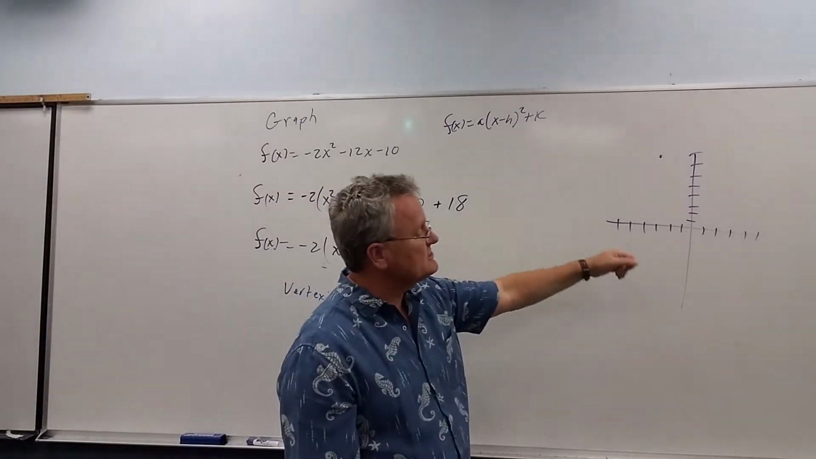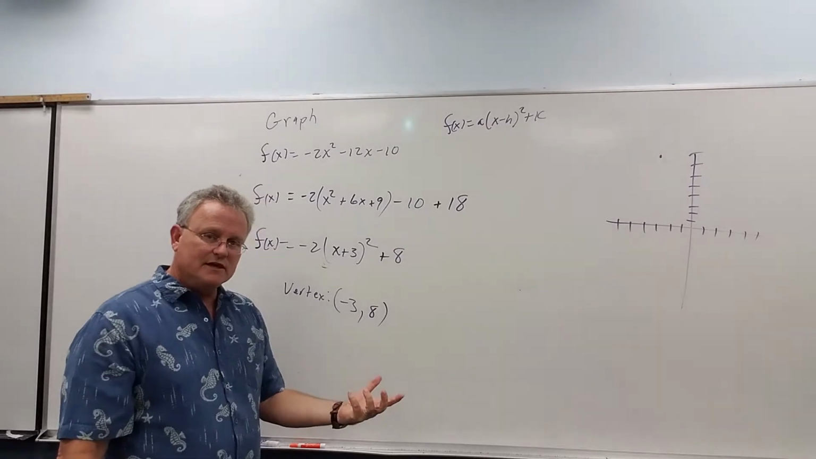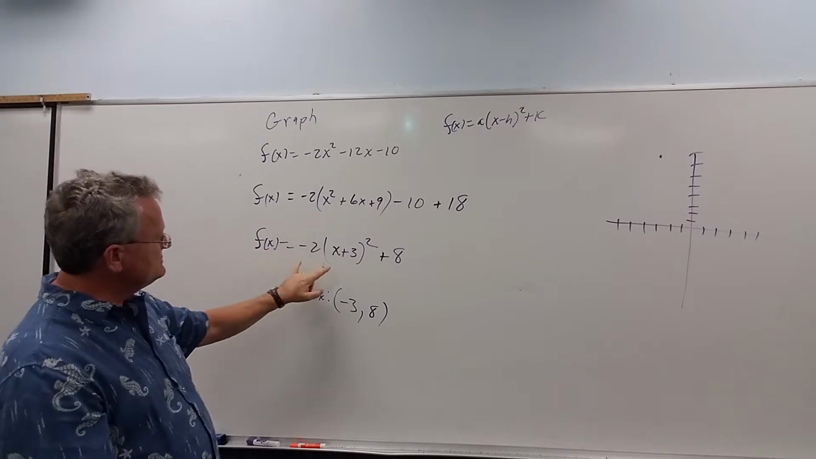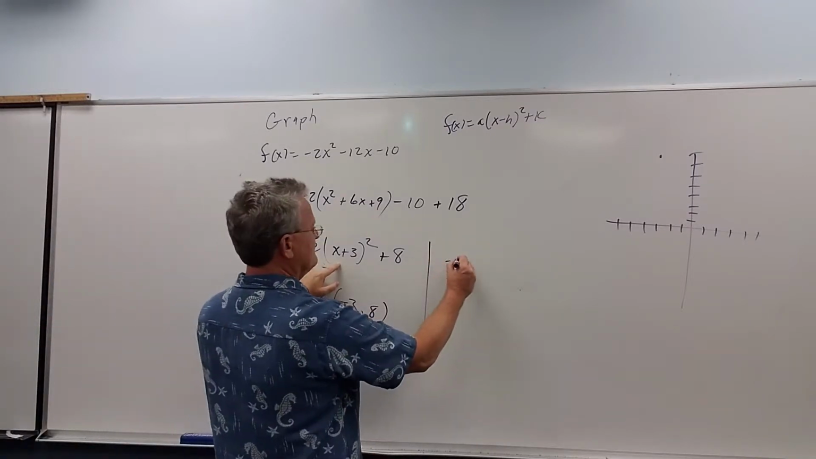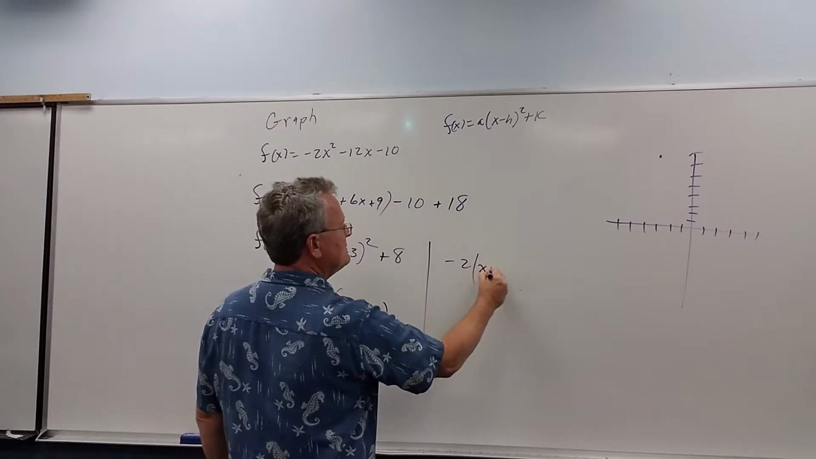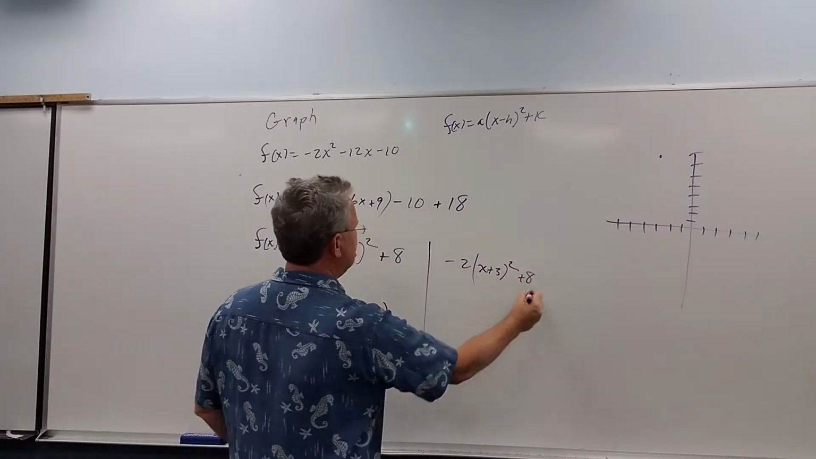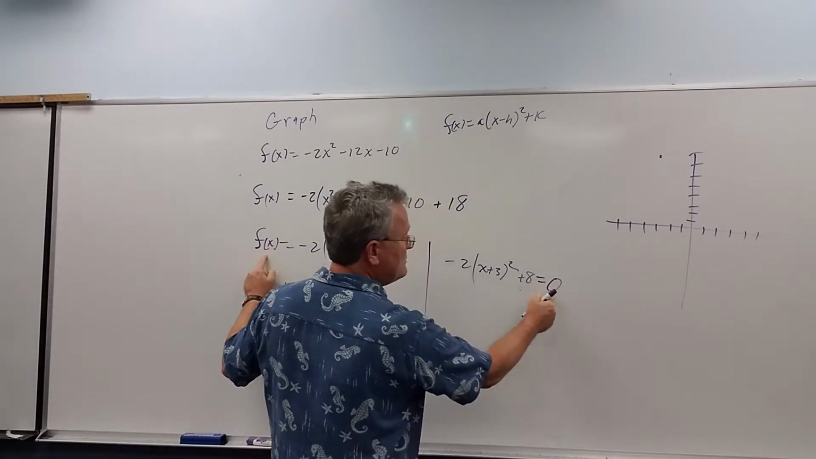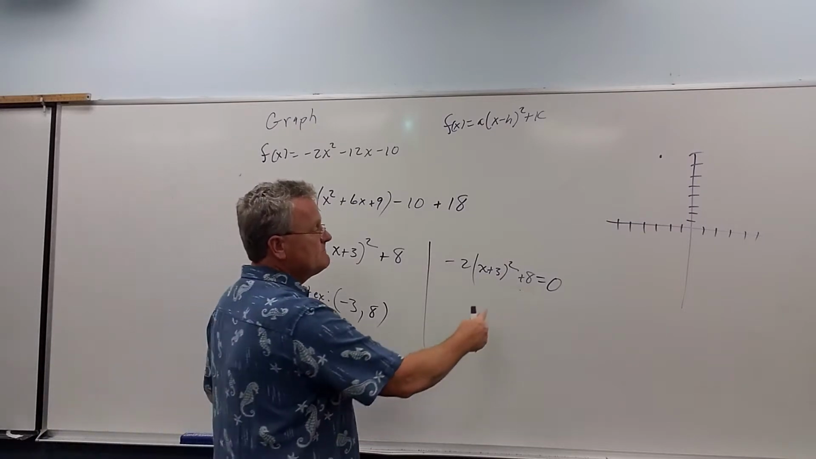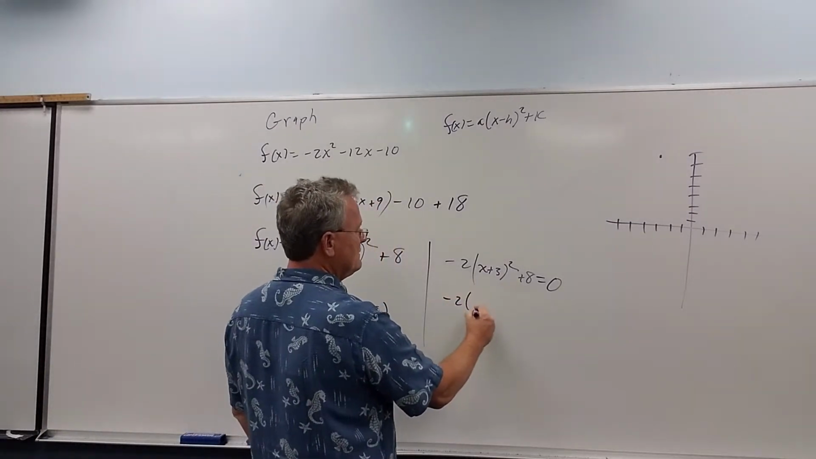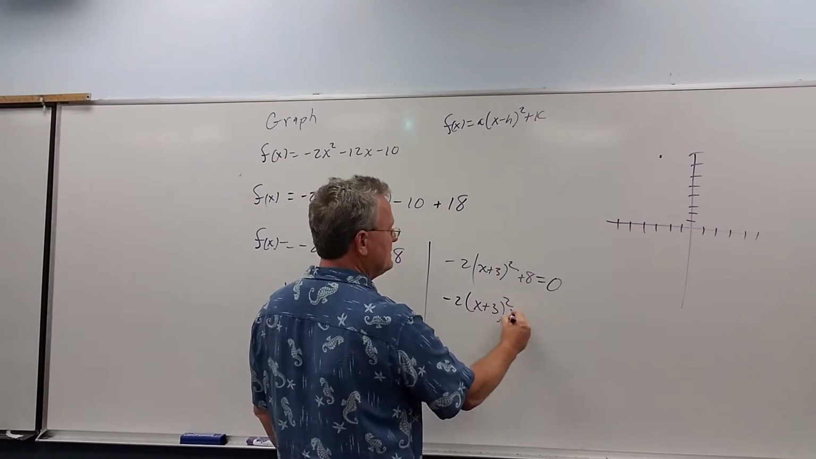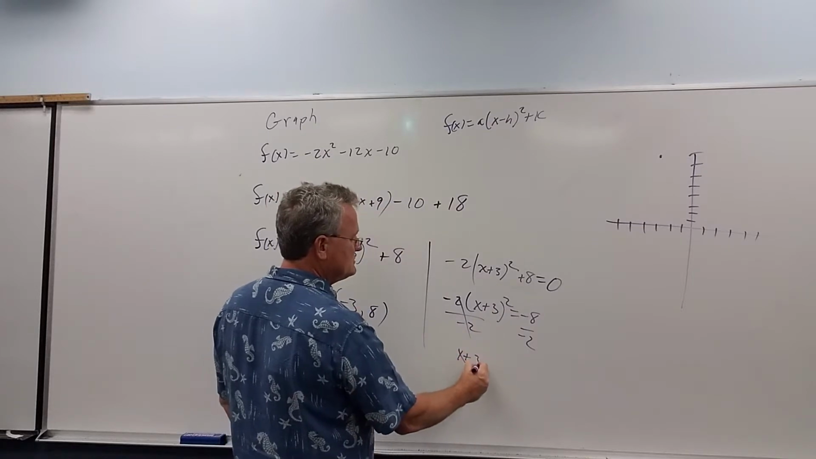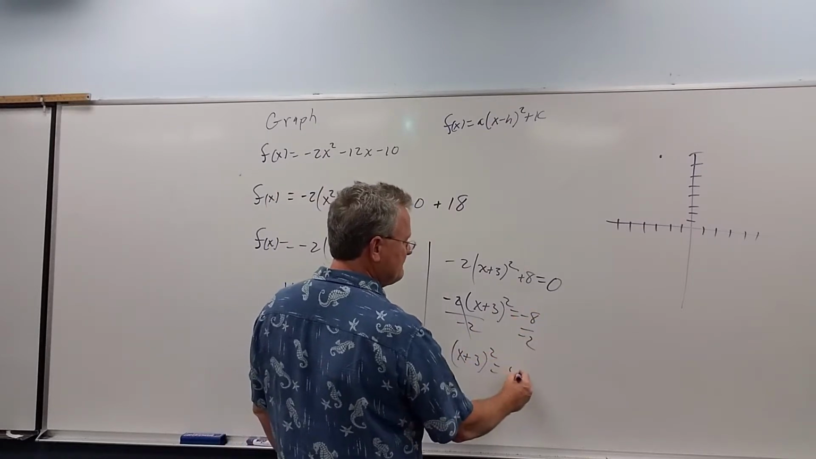So where is it going to cross the x-axis? How do we find the x-intercepts? Let y equal 0. So when I set this equal to 0, we get -2 times x plus 3 squared plus 8, set equal to 0, because again, we let y equal 0 to find the x-intercepts. When I subtract 8, we get -2 times x plus 3 squared equals -8. When I divide by -2, we get x plus 3 squared equals +4.